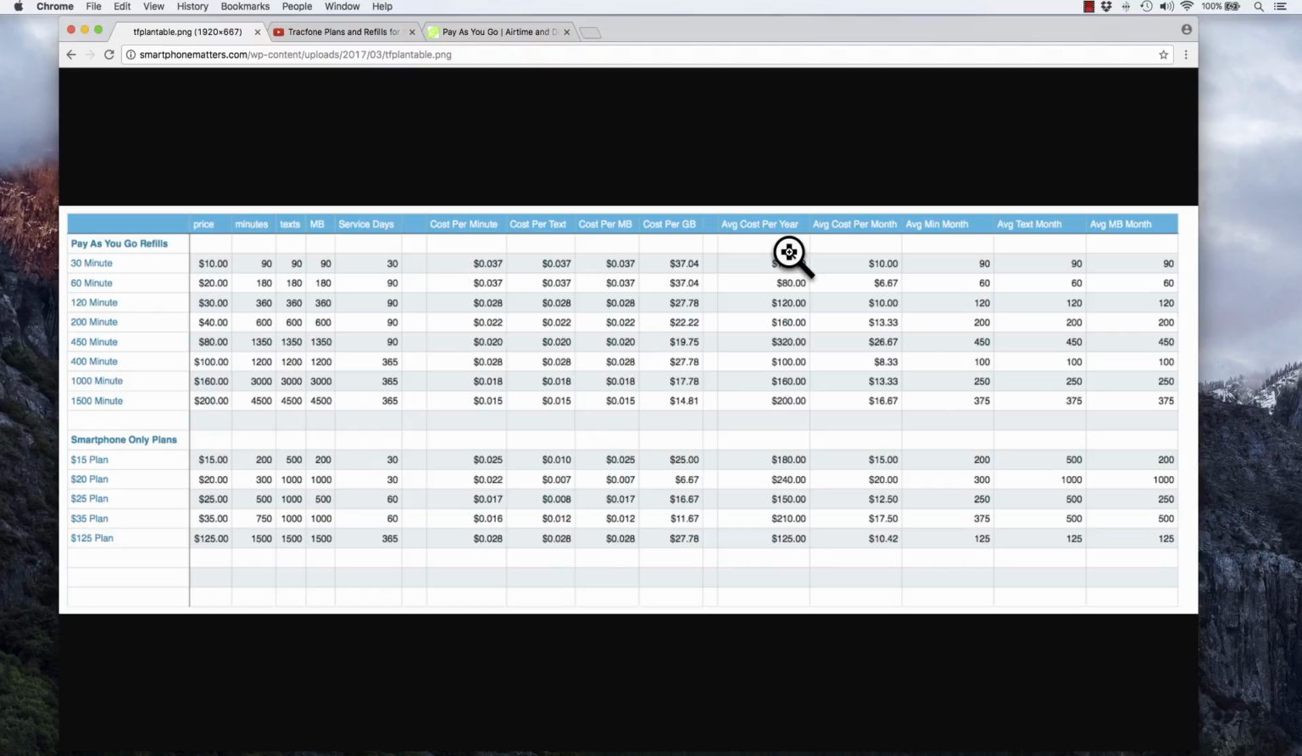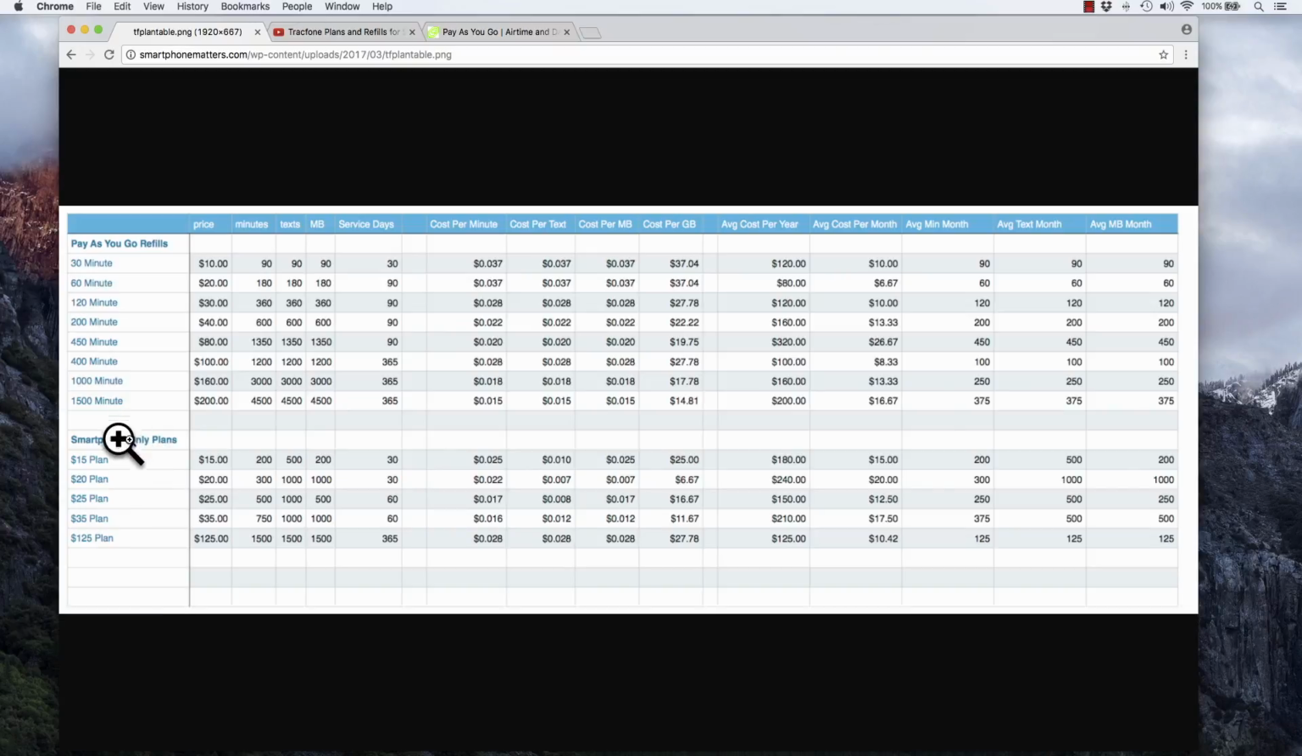I'd have to go back and find an old bill and see what they charged. Now, finally, over here, what I did was I figured out the average minutes, average texts, and average number of megabytes you were getting per month with each of these plans. You could see the most expensive, the $320 a year, you'd be getting 450 minutes per month, 450 text messages, and 450 megabytes of data per month.